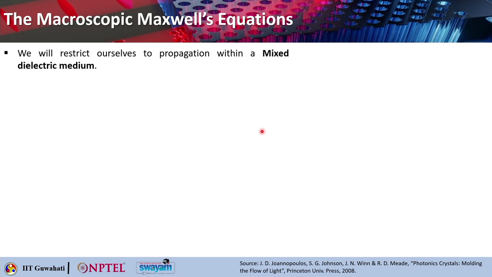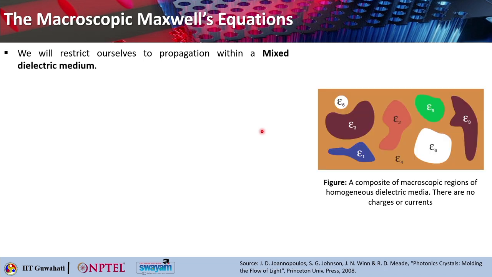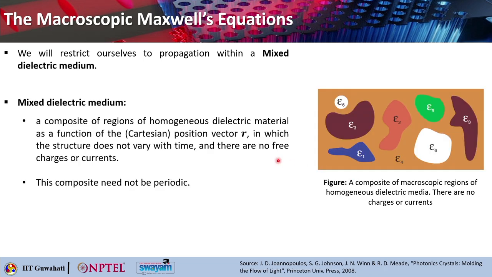In this discussion, we restrict ourselves to propagation within a mixed dielectric medium. When we say mixed dielectric medium, it is basically a composite of regions of homogeneous dielectric material as a function of the Cartesian position vector r, in which the structure does not vary with time and there are no free charges or current. So you can see small islands of different permittivity, but each of these regions is homogeneous. Overall, this is a composite of macroscopic regions.